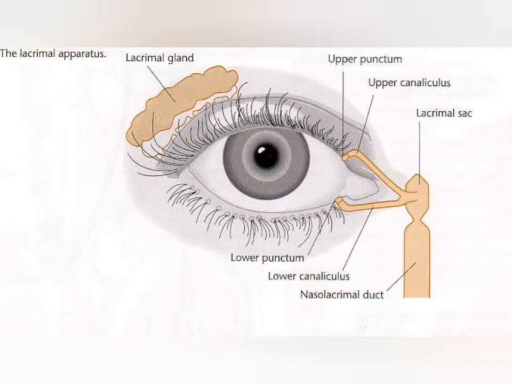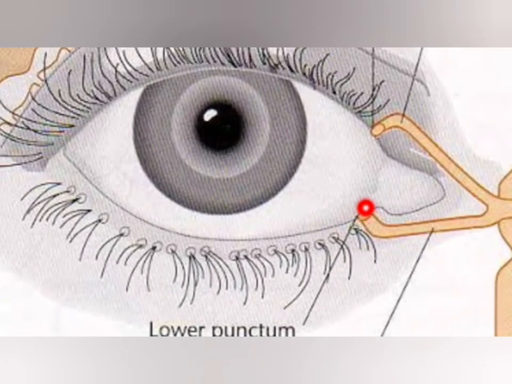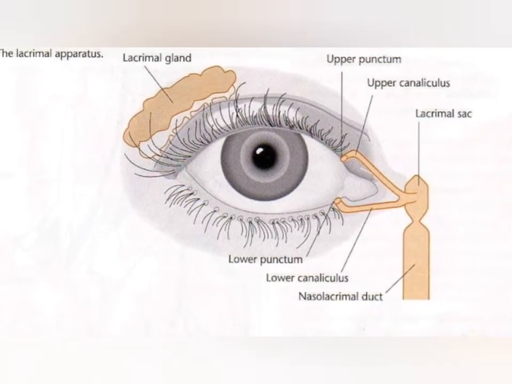Now if we see here, you can see that there are two holes present in the nasal canthus area. These two holes are called puncta. This is the ampulla, this is the canaliculus, this is the common canalicular duct. Okay, and this is the lacrimal sac.